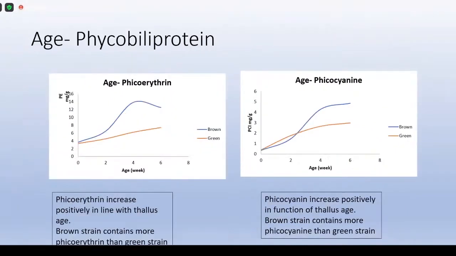And for phycoerythrin, the brown strain contains more phycoerythrin than the green strain, and phycoerythrin increases positively in line with thallus age. Phycocyanin increases positively as a function of thallus age, and the brown strain contains more phycocyanin than the green strain.